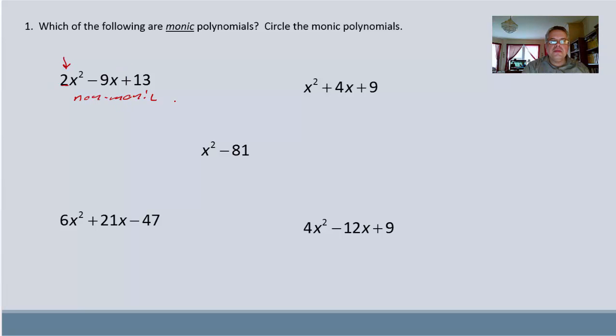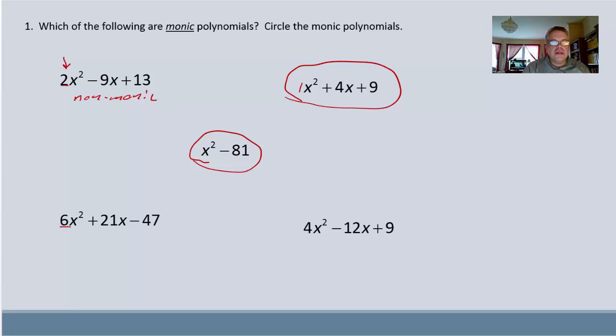Okay, so this one is not a monic polynomial. On this one, we see the x squared term is first. It's the leading term. The leading coefficient, we don't see a number, so we can assume it's 1. So this is an example of a monic polynomial. The leading coefficient of the highest order term is 1. Okay, this one is monic also. The highest order term is x squared, and the coefficient here is 1. So that's monic.